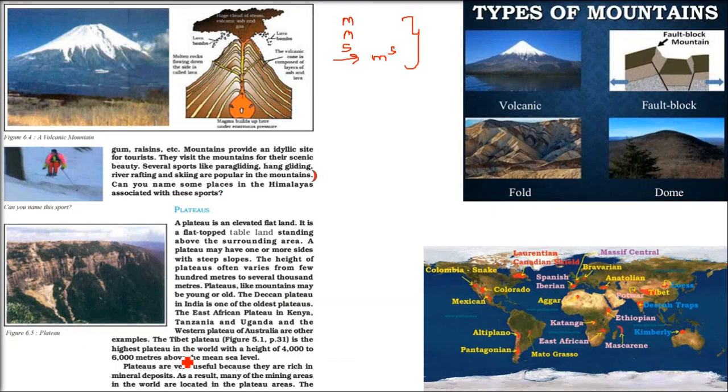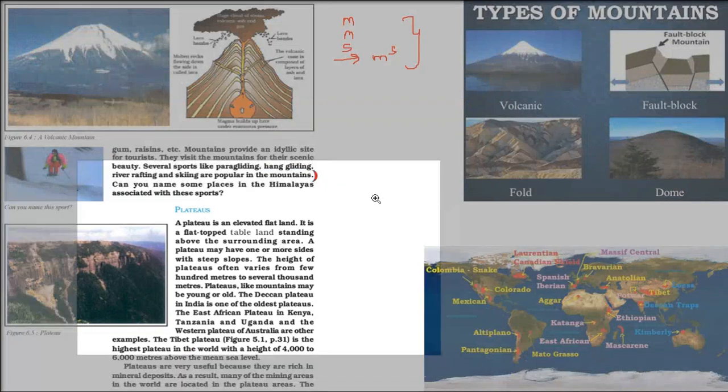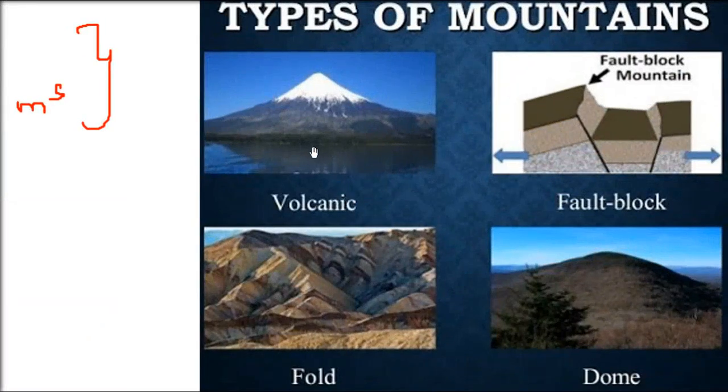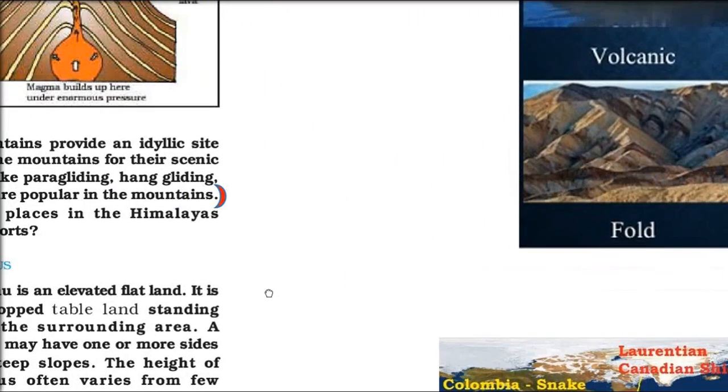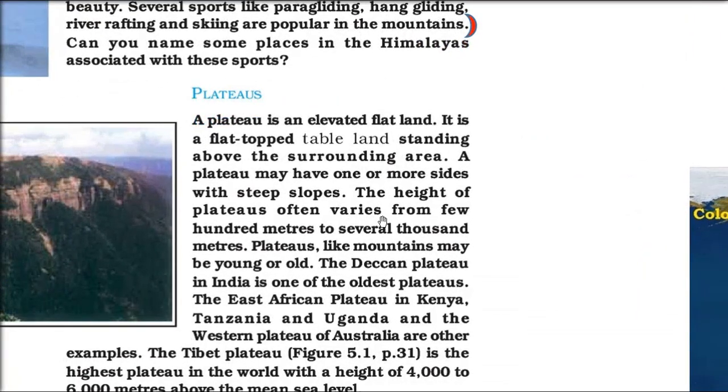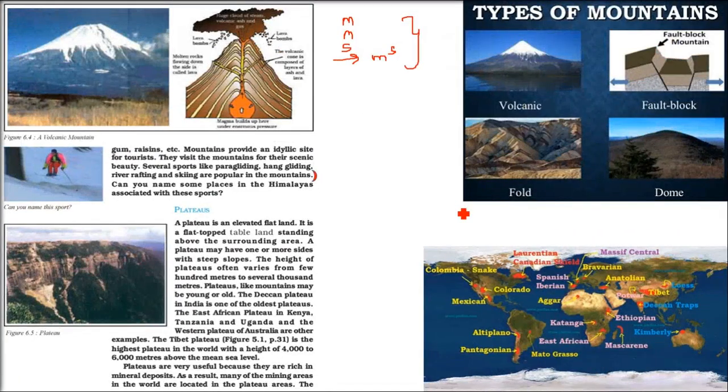Now we talk about plateaus. So let me tell you what we have discussed: volcanic, fault block, fold. One more type of mountain is there, dome. It doesn't have that peak. Coming to plateaus, a plateau is an elevated land.